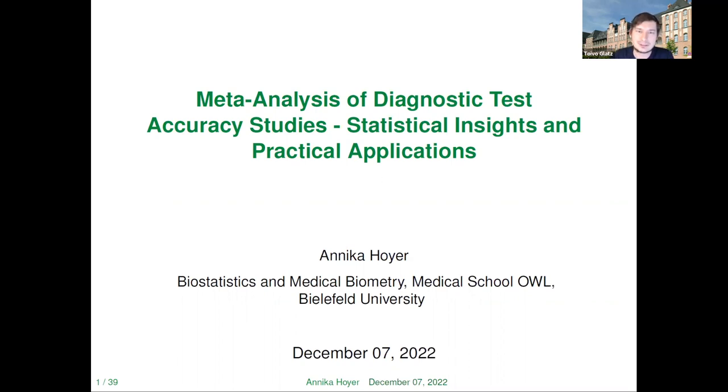Now, without further ado, it's my great pleasure to introduce our speaker today, Annika Heuer. She has studied mathematics and biostatistics in Halle and Munich, and did a PhD in Düsseldorf while working at the German Diabetes Center. Afterwards, she held a professorship in biostatistics at the Department of Statistics at the LMU in Munich. And since September 2021, she's a professor for biostats and medical biometry at Bielefeld University. She will talk to us about meta-analysis of diagnostic test accuracy studies.